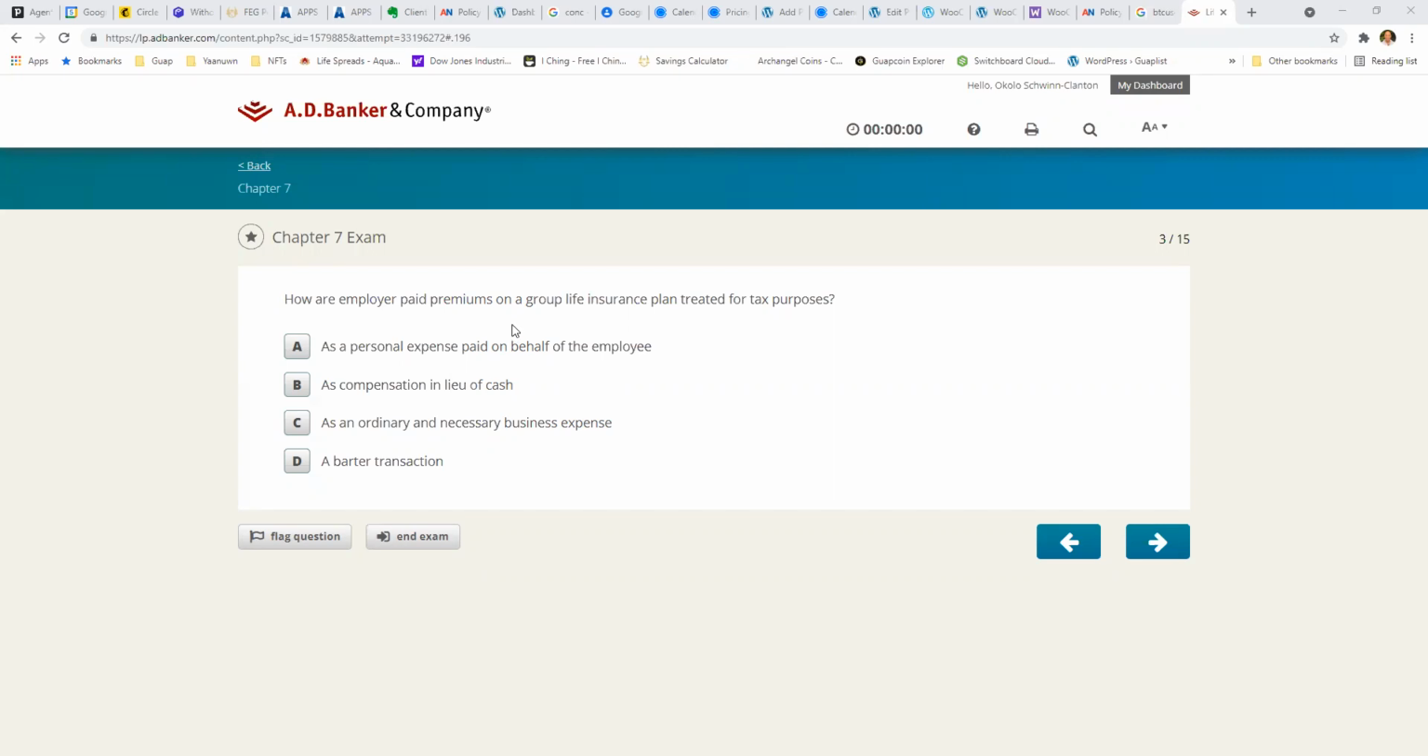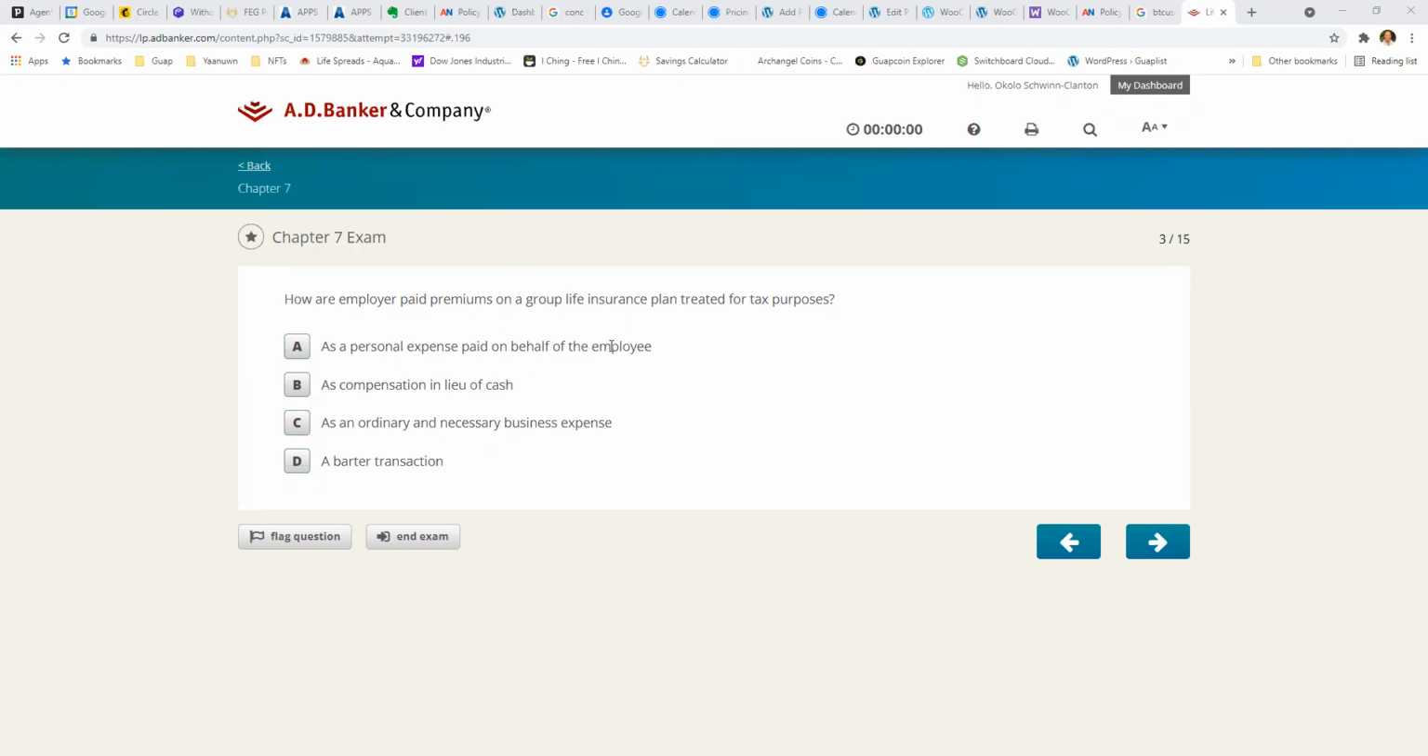This evening we're on chapter 7 of the Georgia quiz we just started. How are employer paid premiums on a group life insurance plan treated for tax purposes? As a personal expense paid on behalf of the employee.